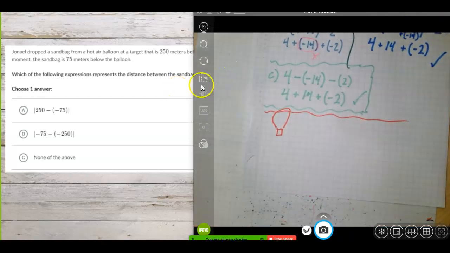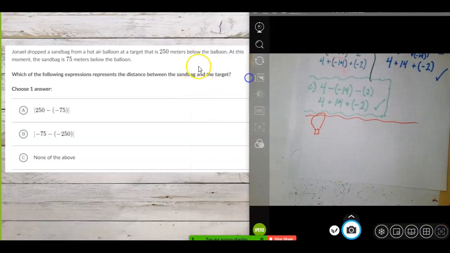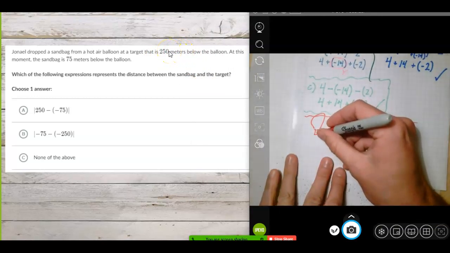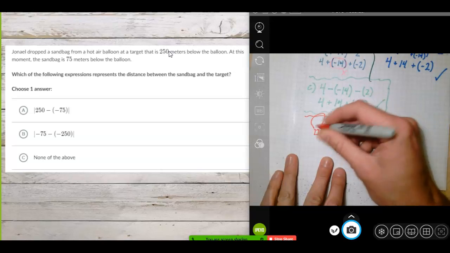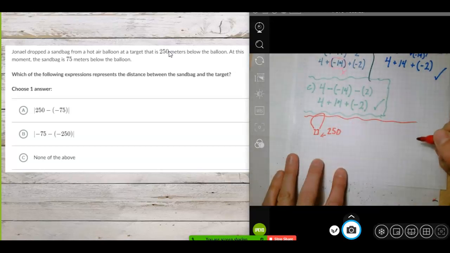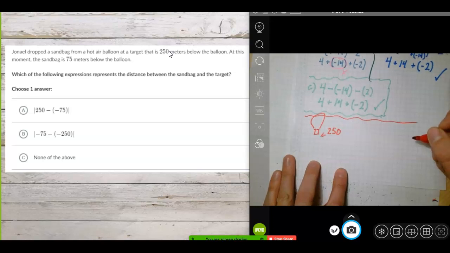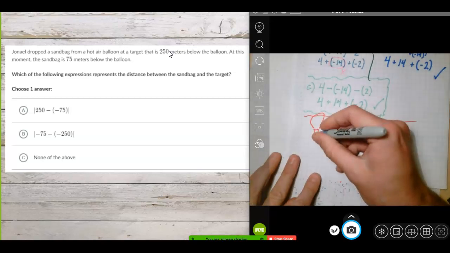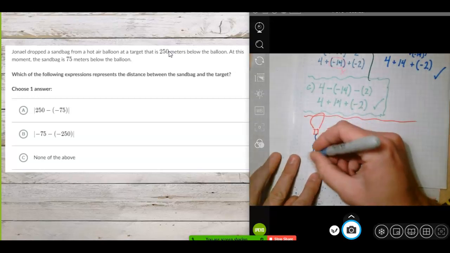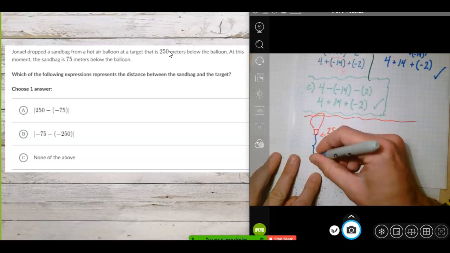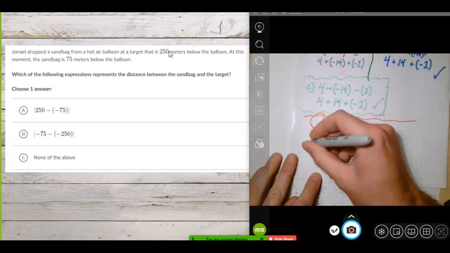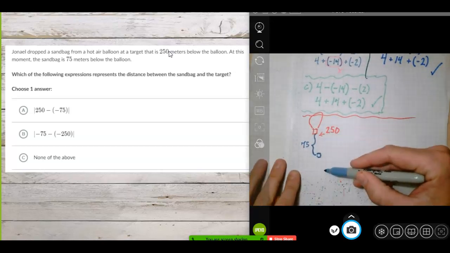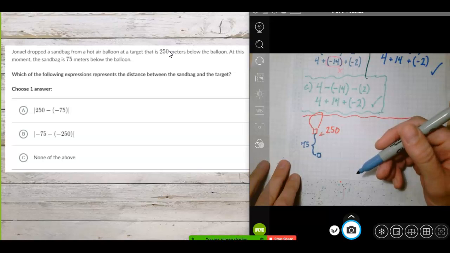Well, if the target is on the ground, and the target is 250 meters below the balloon, we can really call the balloon at 250, right? So we could say the location of the people, or whatever you want to call it, whatever they tell us is at 250. Now the sandbag is 75 meters below the balloon. So the distance between the balloon and the sandbag, we'll say that's our sandbag, is 75 meters. Now my picture is definitely not to scale because I have no idea what scale I'm working in.